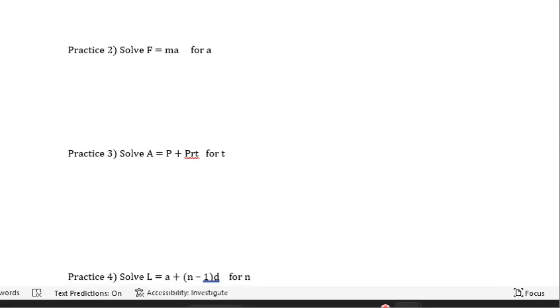So here we have F equals ma, which is force is mass times acceleration. So that's a physics equation. We want to solve for the A. So we want the A by itself. Well, you can see here, all we have with it is multiplied by the m. So we're going to divide both sides by m, and that will leave us A by itself, and the other side is F over m.